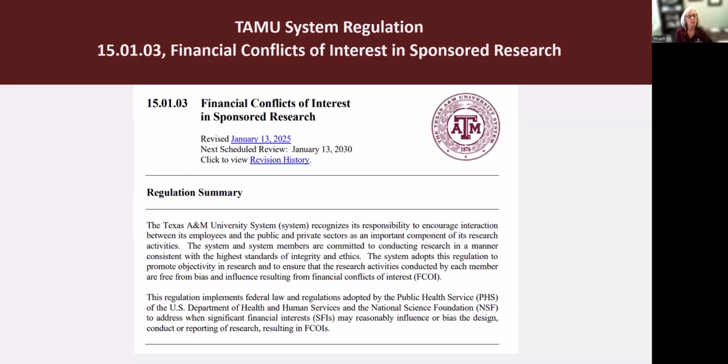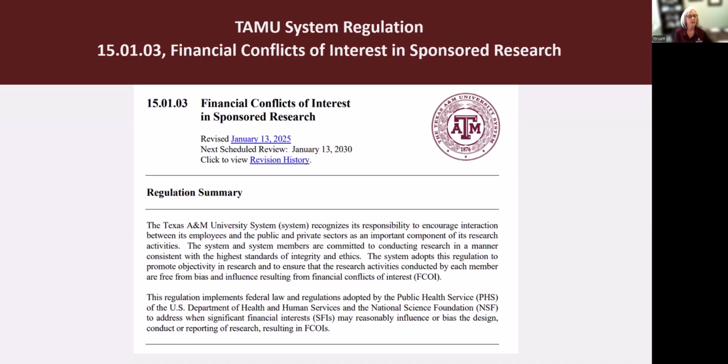And so we at TAMU apply this to all research, not just federally funded research. So every project that is funded will have a financial conflicts of interest review. There are also additional regulations related to human subjects, I should say human participants protections. And so we look at conflicts of interest and we manage that related to human participants as well.